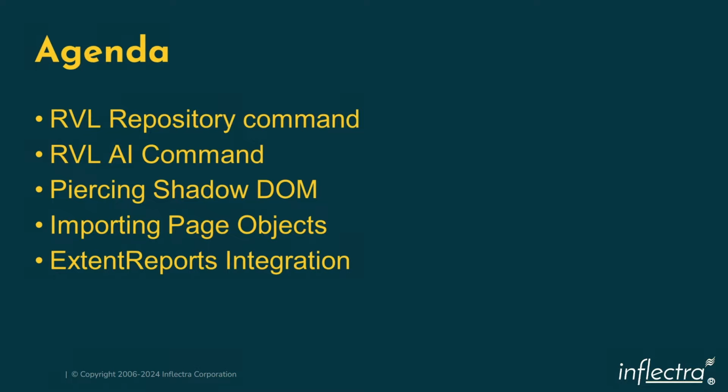It is the RVL Repository command to include external objects, the RVL AI command, and the whole range of AI features that are now in Rapise. Piercing Shadow DOM, a new feature that helps you query elements within Shadow DOM. A new feature that enables quick import of some page objects into your frameworks. And finally, integration with ExtentReports to help you build more sophisticated reports.